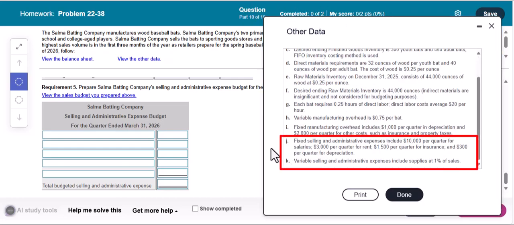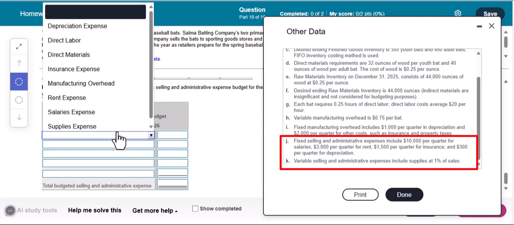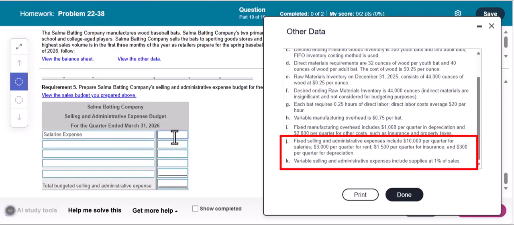It's under J. Fixed selling and administrative expense includes $10,000 per quarter for salaries, $3,000 per quarter for rent, $1,500 per quarter for insurance, and $300 per quarter for depreciation. So let's enter those fixed expenses here from J, and then we'll move on to K here at the end. For J, we have that salaries expense. That's listed here, and that's $10,000 per quarter.